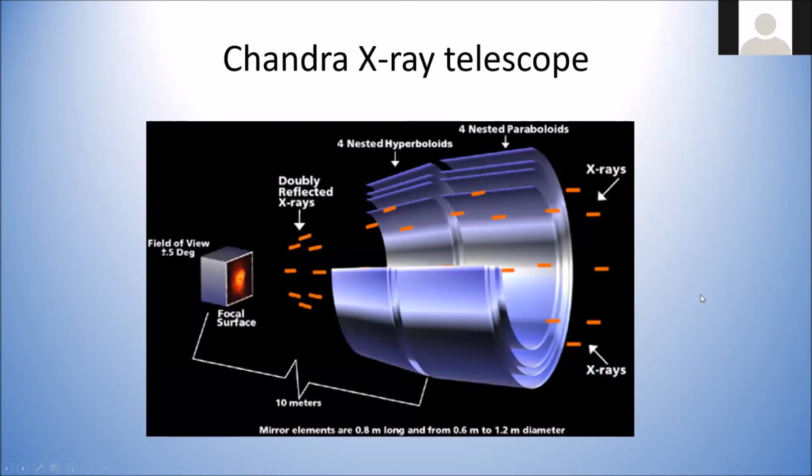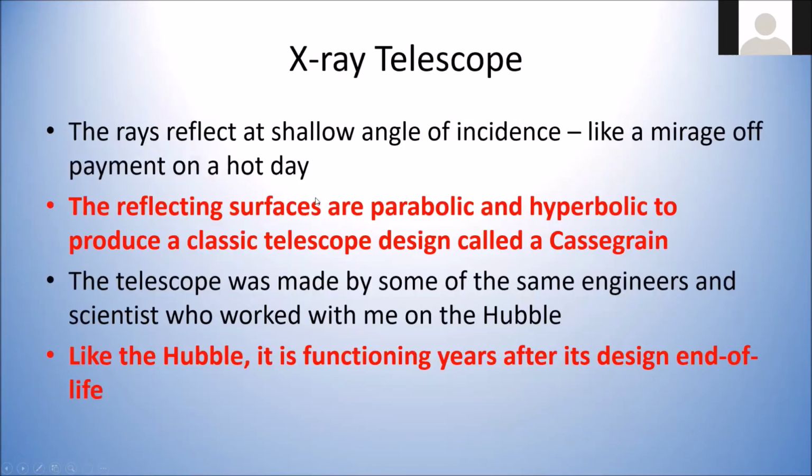Well, the Chandra X-ray telescope uses concentric nested mirrors, which are parabolic and hyperbolic, to focus the rays down. How does it do that? Well, the rays reflect at the shallow angle of incidence like a mirage off the pavement on a hot day. The reflecting surfaces are parabolic and hyperbolic to produce a classic telescope design called a Cassegrain.